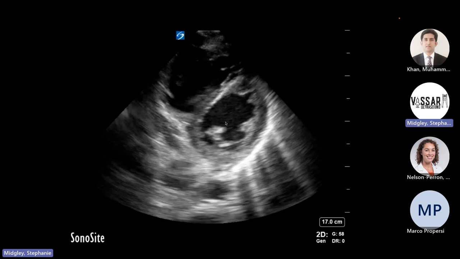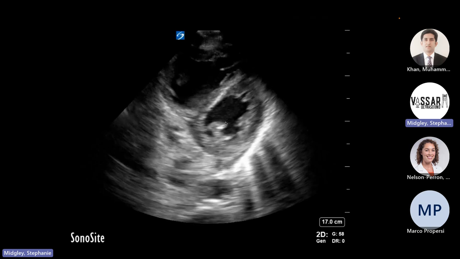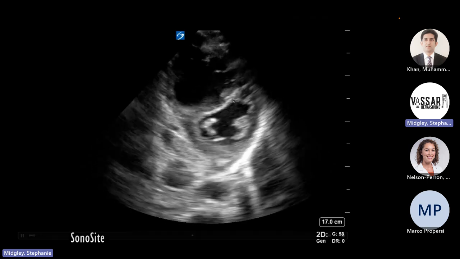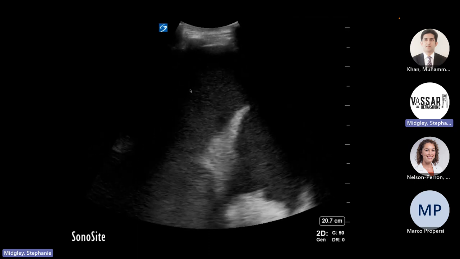So this is either hugely volume overloaded. This is pulmonary hypertension. This is PE. This is a bad right heart. Don't give this person more fluids, right? It's just going to cause more of an outflow obstruction.